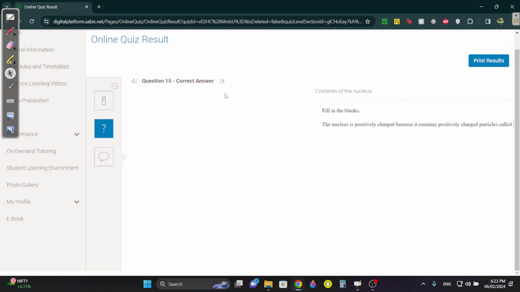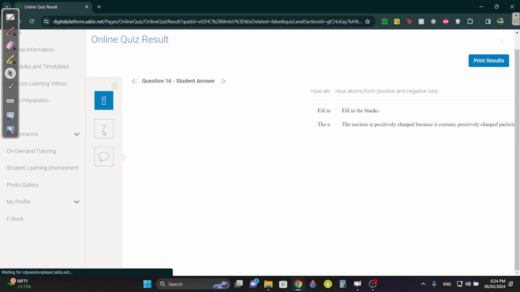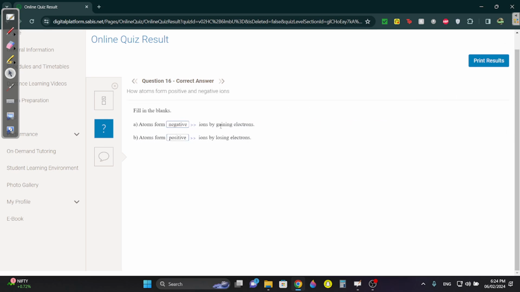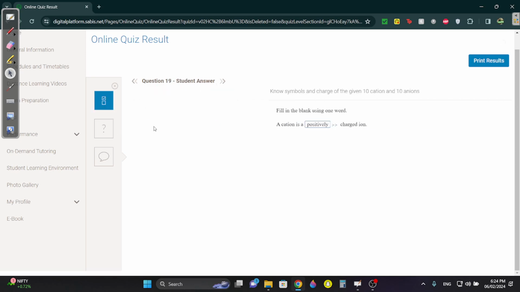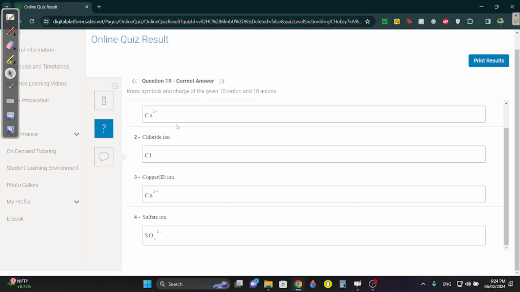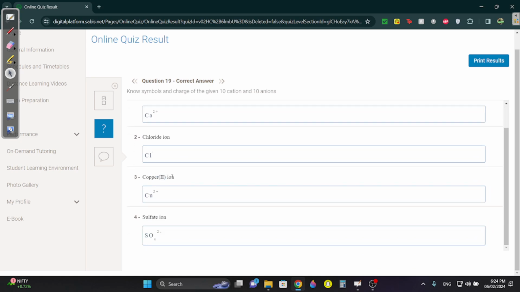Question 15. What are the positive particles? They're protons, and the neutral particles are called neutrons. Okay, straightforward. If it gains electrons, it's going to be negative, obviously, and it's going to be positive if it loses electrons. Okay, you guys know this. 17, an anion, we said it's negative, this is old. 18, cation is positive. 19, you just name the ions. This is very old, they came every time. Calcium, get from periodic table, Ca2 plus. Chloride, group 7, Cl minus. Copper, it's 2 plus.